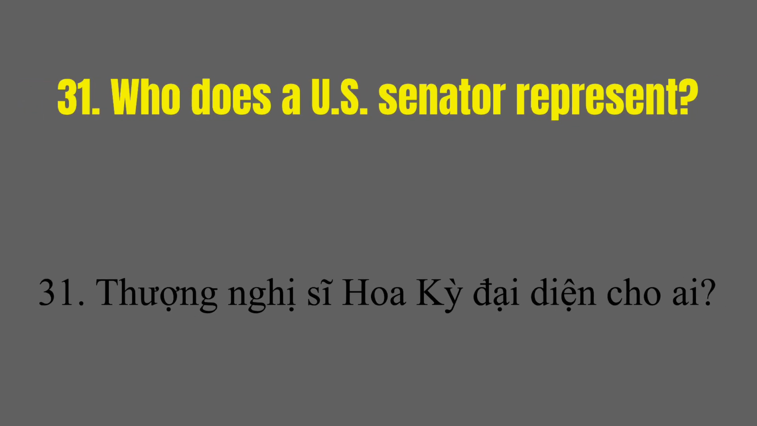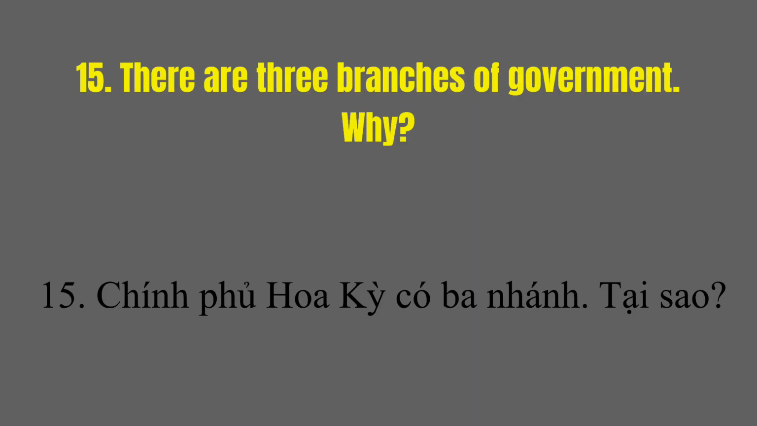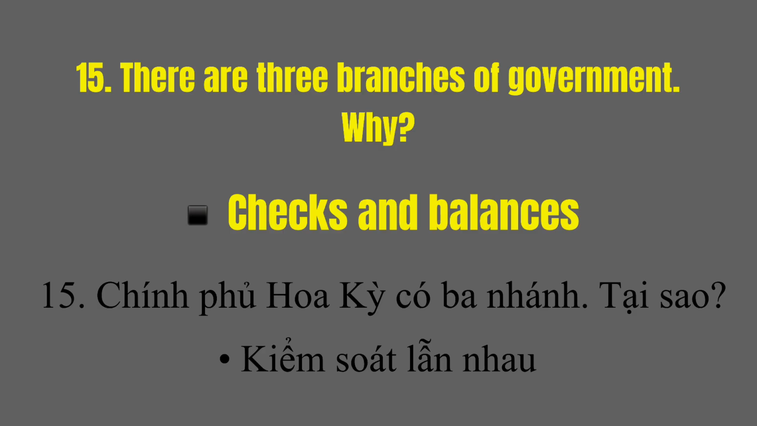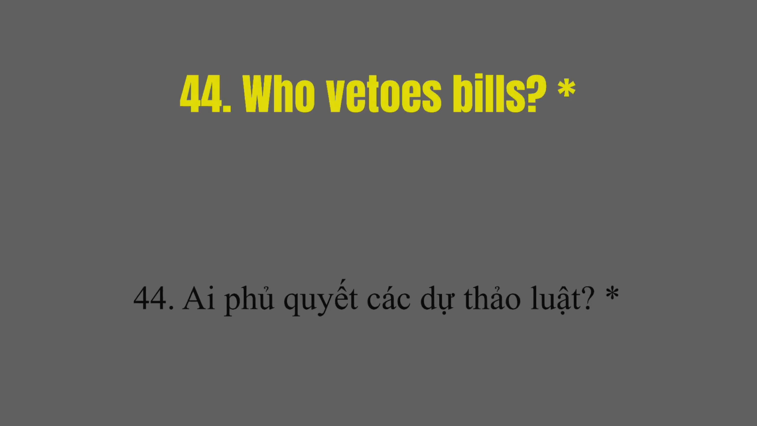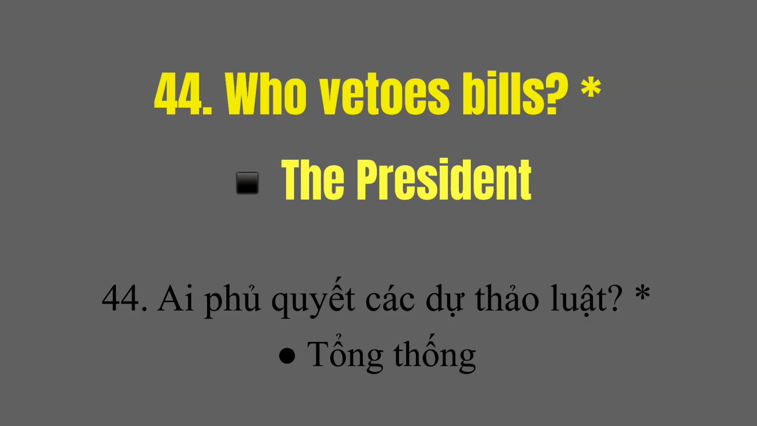Who does a U.S. Senator represent? Citizens of their state. There are 3 branches of government. Why? Checks and balances. Who vetoes bills? The President.